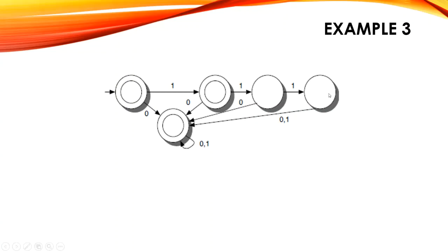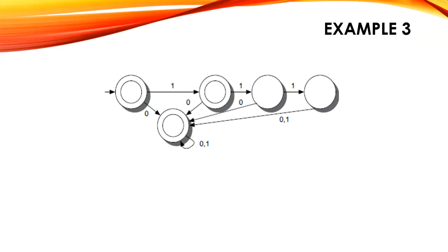But after the series of 3 ones, if we have 0 at this state, it will go to this final state. And if we have other values after the second non-final state, it will go to this final state. And anything that goes to this final state will just loop within itself.